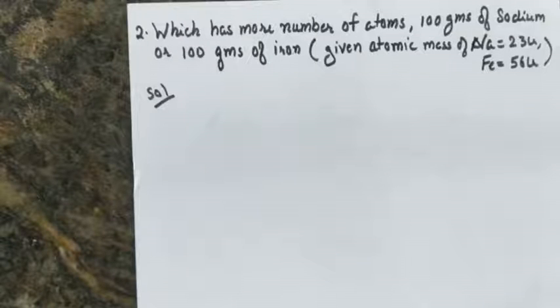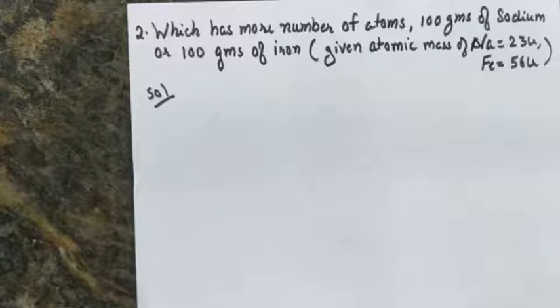Next, question number 2 on the same page. Which has more number of atoms, 100 grams of sodium or 100 grams of iron? Given atomic mass of sodium is equal to 23 U and iron is equal to 56 U.